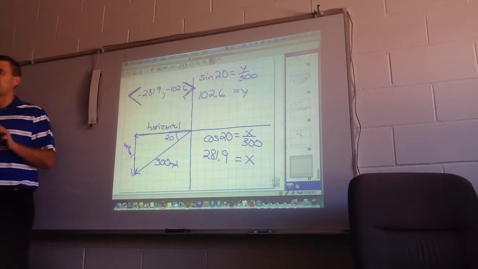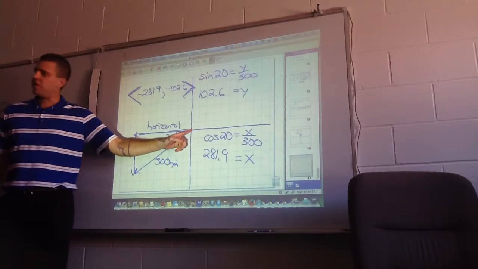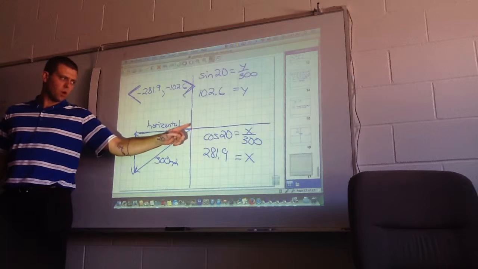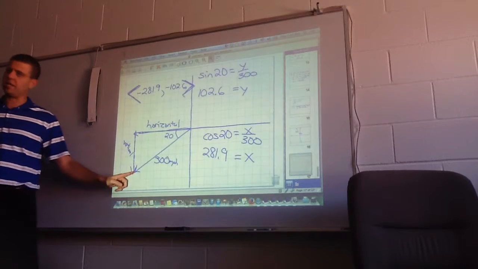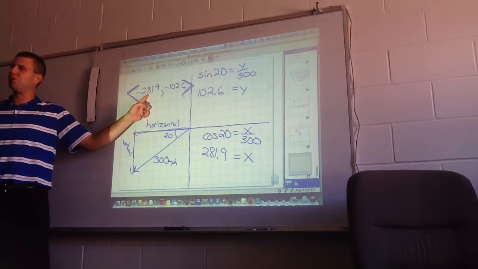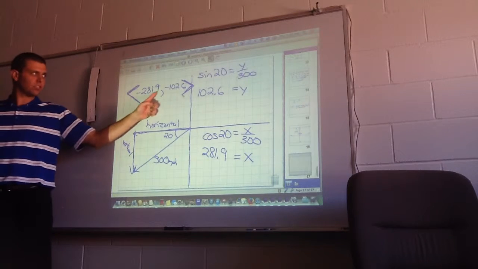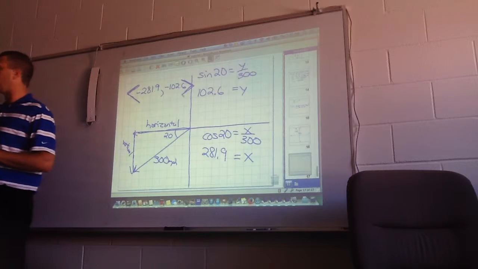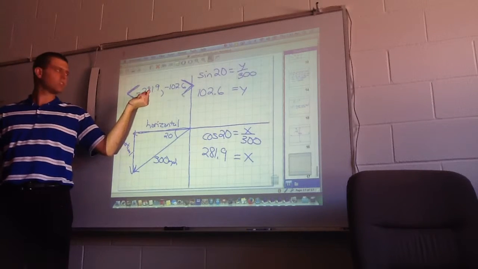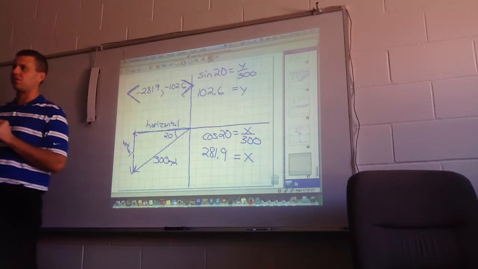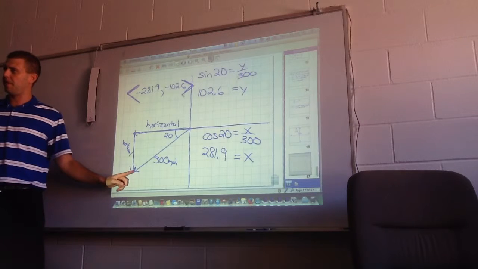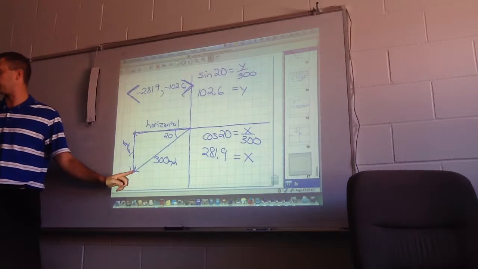Here's what it's saying. This vector, listen to this, guys: as we go from where it starts to where it ends, it is going negative 281.9 in the x direction and negative 102.6 in the y direction. This is basically saying how far in the x direction it's going and how far in the y direction it's going as it goes from where it started to where it ended up. Very important to understand that thought process.